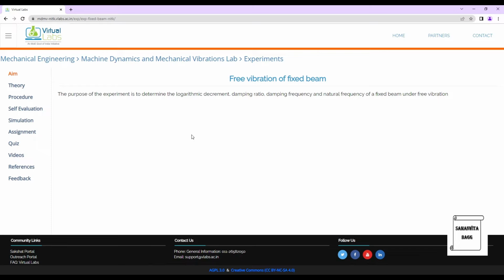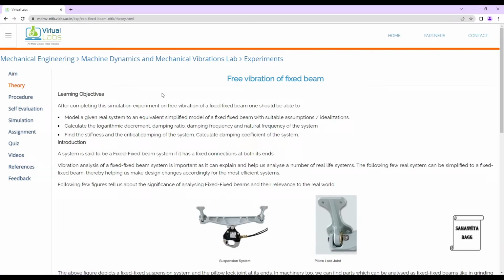The purpose of the experiment is to determine the logarithmic decrement, damping ratio, damping frequency, and natural frequency of a fixed beam under free vibration. We'll go to the theory part. There are a few learning objectives.